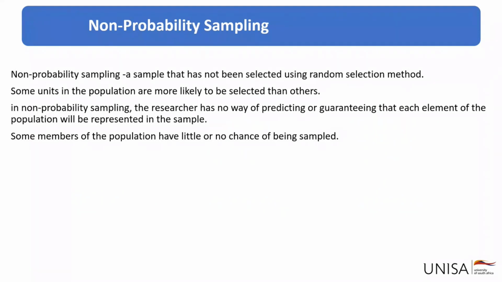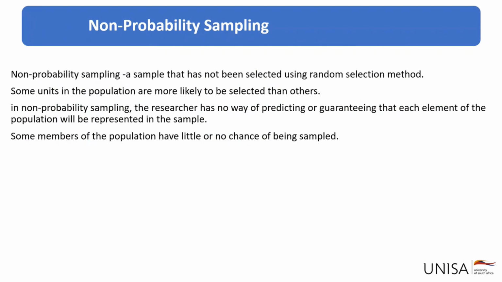So some units in the population are more likely to be selected than others. Here, you will really have those that will be selected, as opposed to everybody standing a chance to be selected. In non-probability sampling, you as a researcher have no way of predicting or guaranteeing that each element of the population will be represented in the sample. So clearly, some members of the population have little or no chance of being sampled. Not everybody is going to be sampled here. So it's the direct opposite of probability.